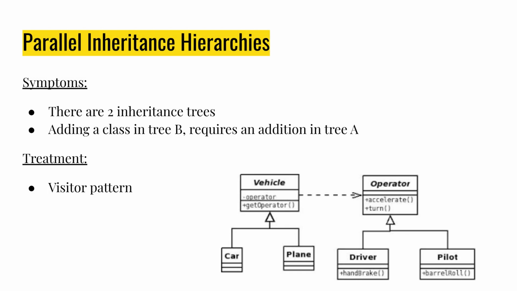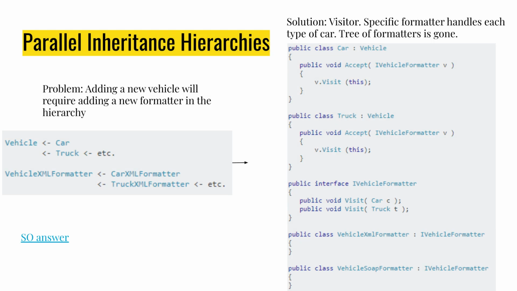Parallel inheritance hierarchies is quite a rare code smell. It basically means that there are two or more hierarchies, and a change in one hierarchy requires a change in other hierarchies. Change as in adding a new member to the tree of inheritance. And treating this is done through the visitor pattern, which looks like this.